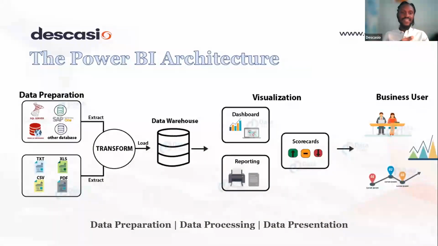So, the architecture of Power BI is actually very simple, right? And I can summarize it into three. Number one is data preparation. Second one is data processing. And the third one is data presentation. So we have so many data from different sources, right? Let me get a pointer.